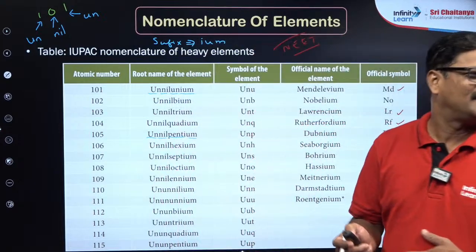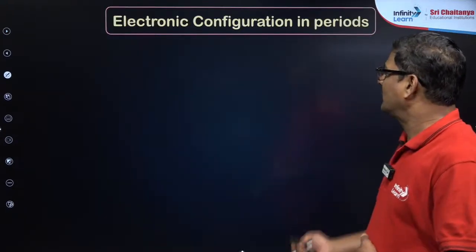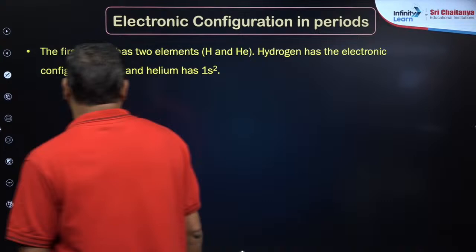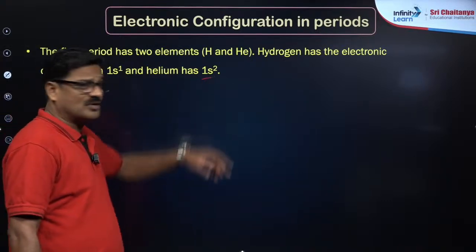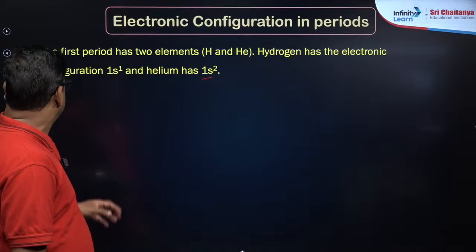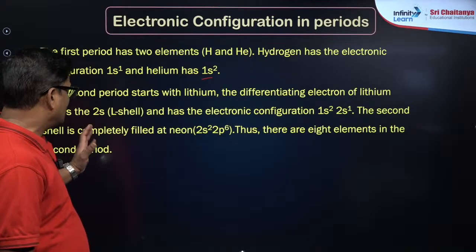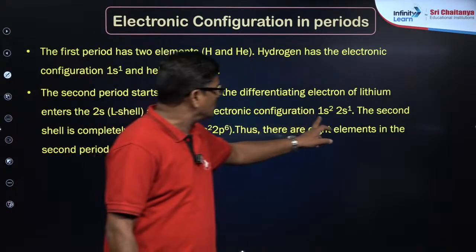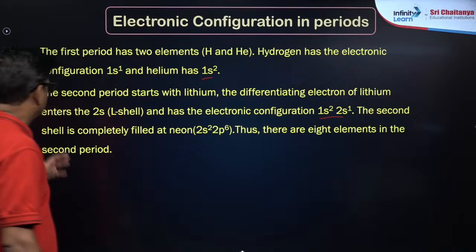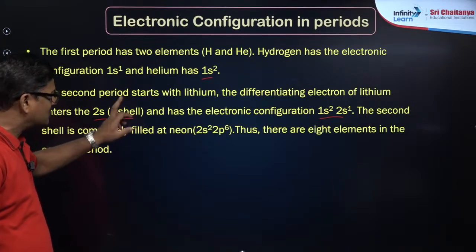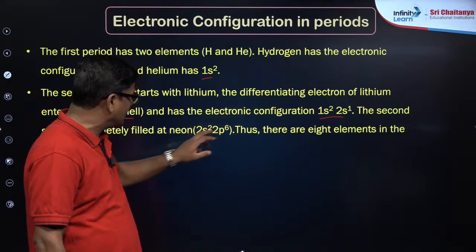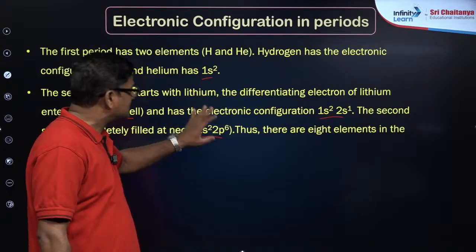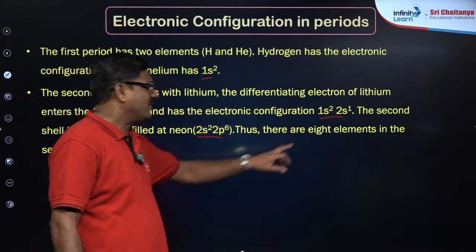Fine, thank you. Let us talk about, moving ahead, electronic configuration. The first period has two elements that we discussed, that has 1s2 configuration, okay, and the second period has 1s2 2s1, we included that, so that the second shell, L shell, is included, which includes 1s2 2s1 to 2s2 2p6, there are 8 elements present.